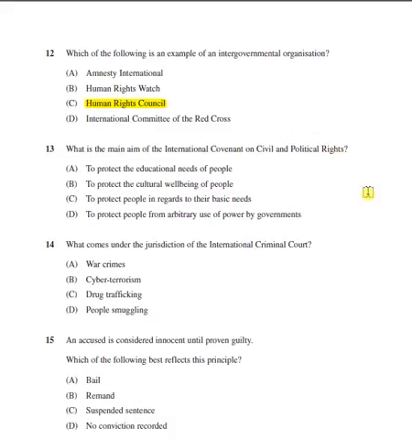Question 13. What is the main aim of the International Covenant on Civil and Political Rights? Now, you just have to go through and look at what the ICCPR is and what it protects. Obviously, civil and political rights, but what are some of the rights that it protects? You'll know from reading about it that D, to protect people from arbitrary use of power by governments, is a direct relation to civil and political rights. Whereas educational needs, cultural well-being, and basic needs are more the ICESCR. So the answer is D. If you want more information on them, just Google it and it will tell you what rights are protected. I don't want to go through them now, otherwise it will take too long.